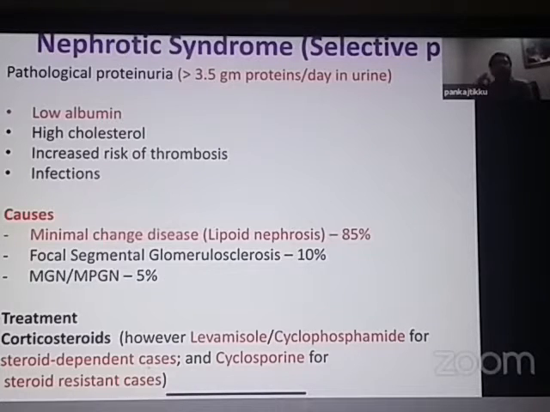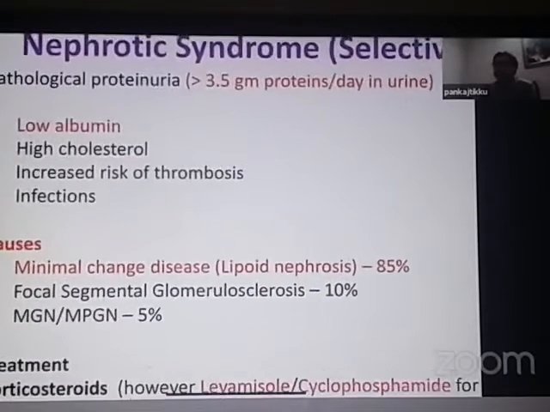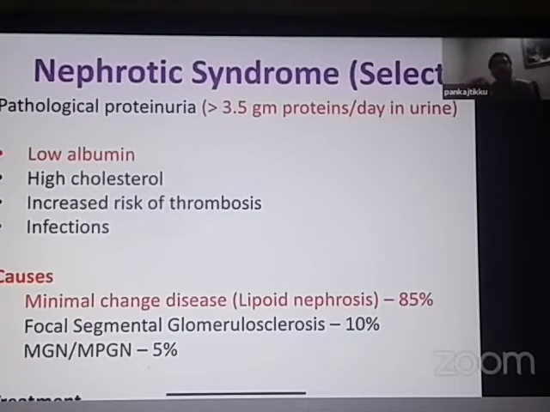How do you define pathological proteinuria? Please understand, some amount of proteinuria normally occurs in the urine. A pathological proteinuria will be defined as a urine protein output which is more than 3.5 grams of protein per day. Otherwise, some amount of protein normally is passed per day. But whenever it is more than 3.5 grams of protein per day in the urine, we call this pathological proteinuria, and the condition is known as nephrotic syndrome.